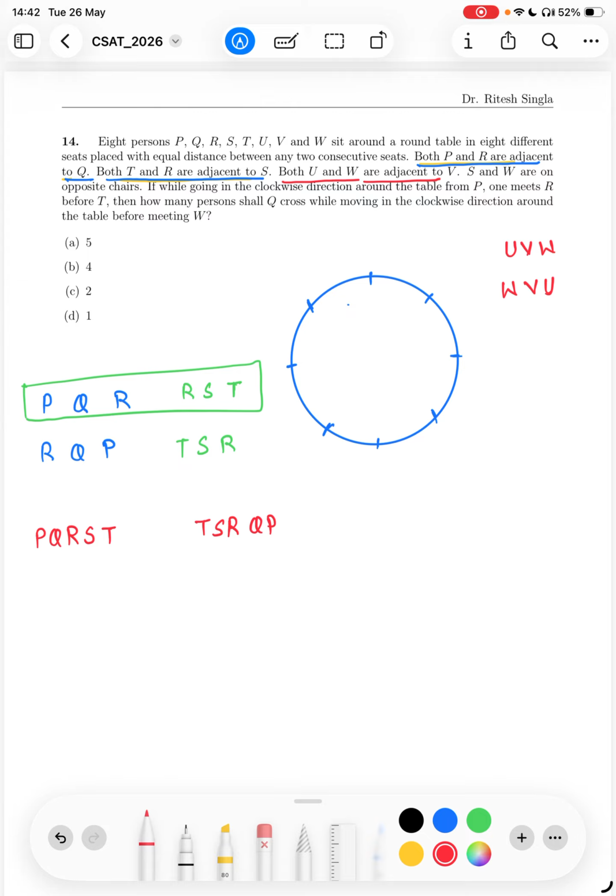Okay. S and W are on the opposite chairs. So at least we know the position of S and W. So let me write S here and W here. Okay.